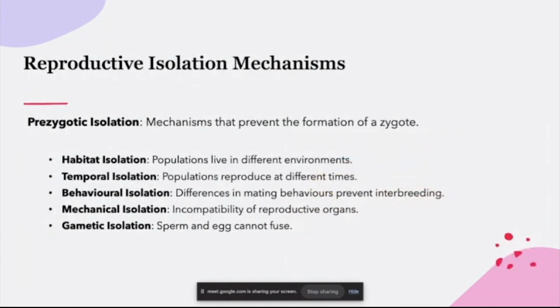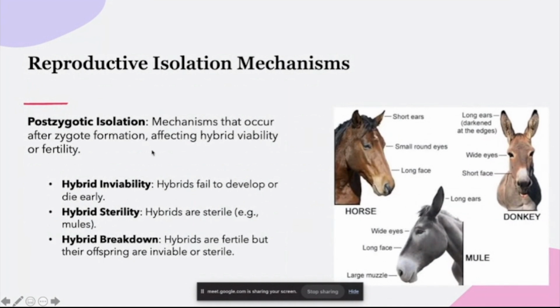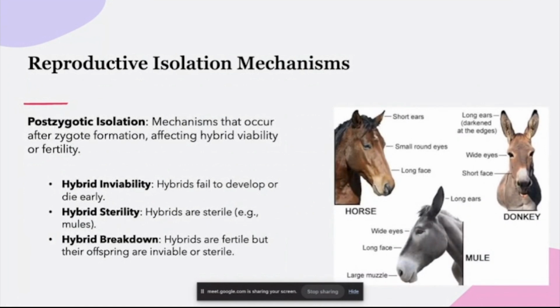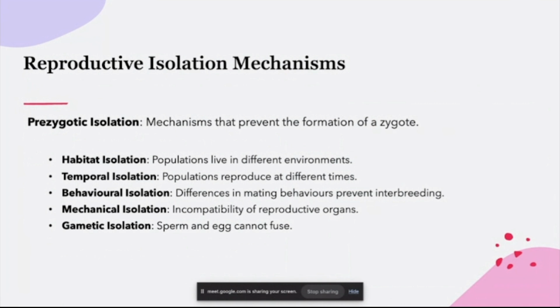Now, there are two reproductive isolation mechanisms that you need to know: prezygotic isolation and postzygotic isolation. Prezygotic isolation covers the mechanisms that will stop the zygote from forming in the first place. As we know, the zygote is the combination of the sperm cell and the egg cell. So in prezygotic isolation, the zygote will not form at all. In postzygotic isolation, the zygote will form, but there will be further problems later on.